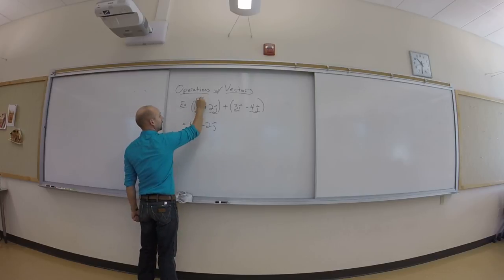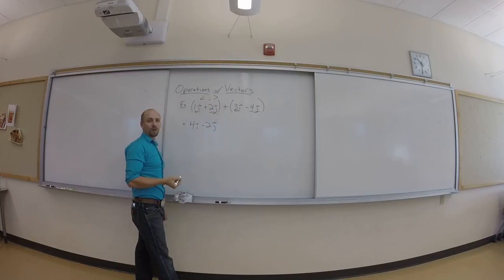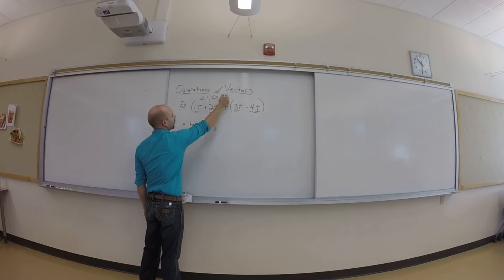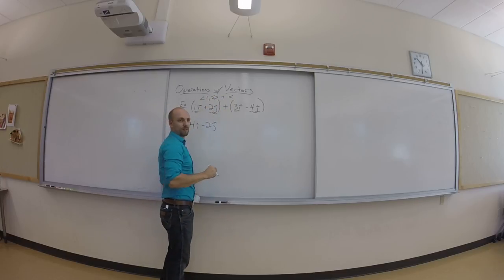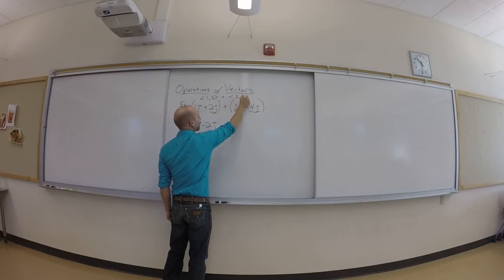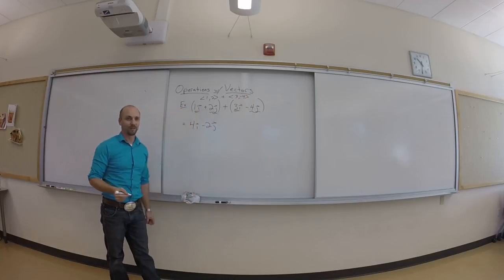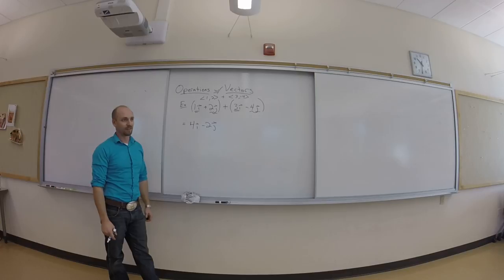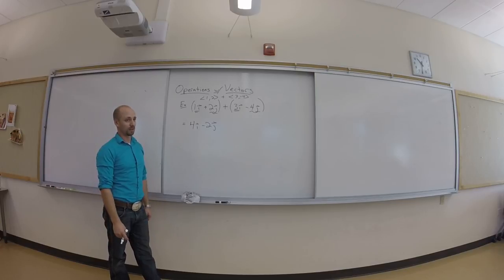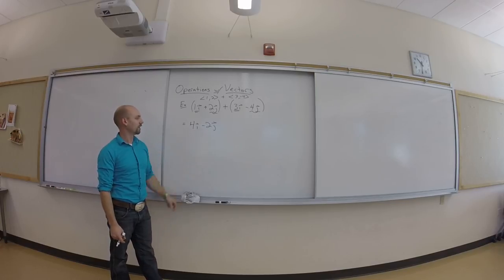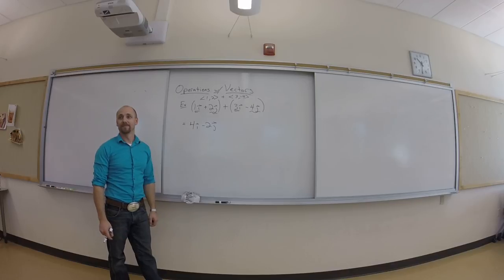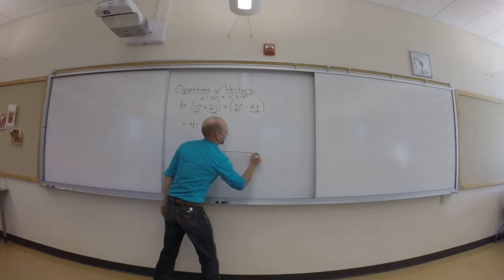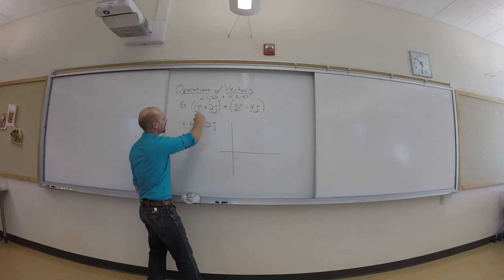Please note, if I had these in vector bracket form, they would be what? 1 comma 2, and I'd be adding 3 comma negative 4. And what do you do to get to here? Just add them. Add the x coordinates, add the y coordinates, right? Okay, so either way, you're going to get to here. What does this mean? 4 right, 2 down.